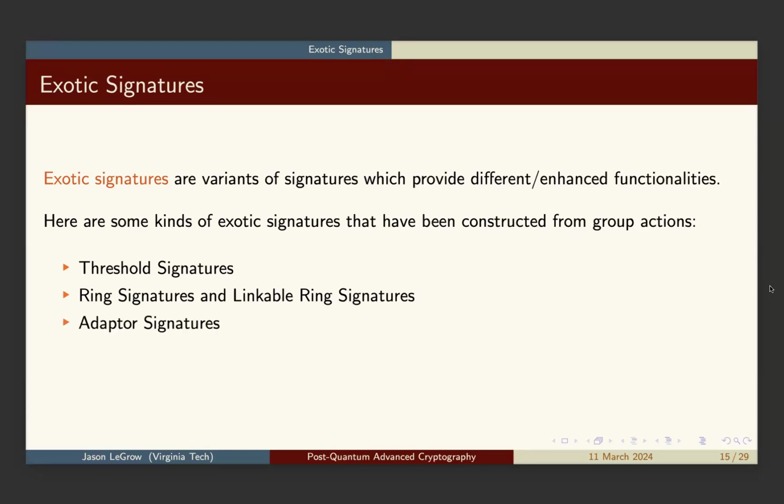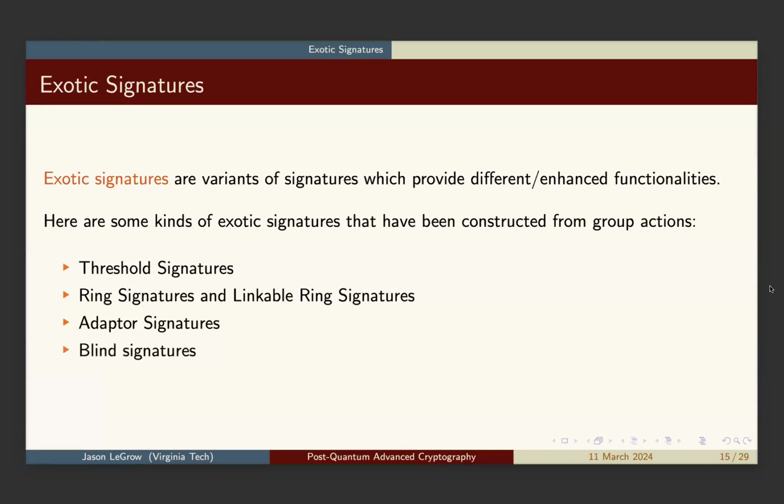Adapter signatures, these are confusing. What they're used for is atomic swaps. Basically, they allow two mutually untrusting parties to exchange goods without the use of an escrow service. We can talk about it later if you really care. I think they're extremely cool, but they're just hard to explain in a sentence.